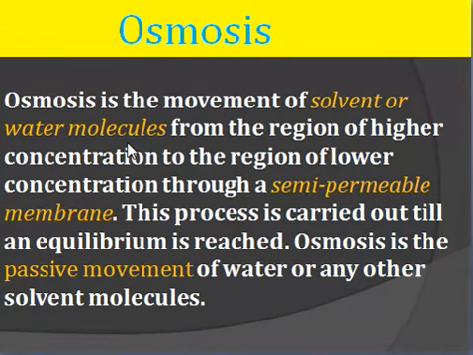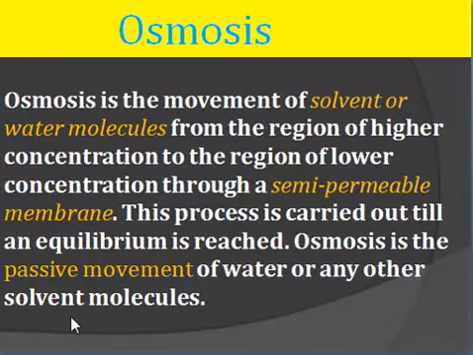We have already learned about osmosis in the previous part. Osmosis is the movement of solvent or water molecules from the region of higher concentration to the region of lower concentration through a semi-permeable membrane. This is carried out till equilibrium is reached. Equilibrium means equal concentration is reached on both sides of the semi-permeable membrane. Osmosis is a passive movement because it does not use energy.